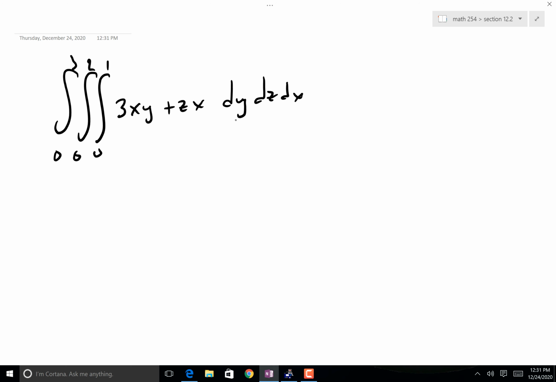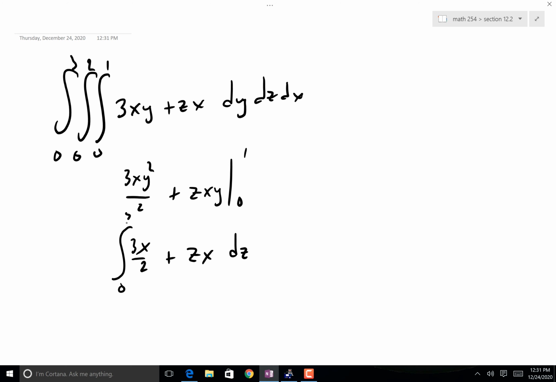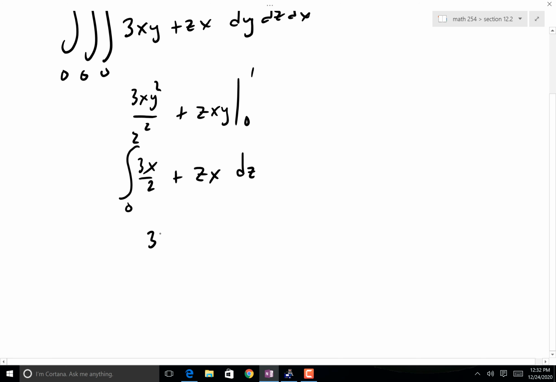Okay, so we're doing dy first. That's going to be 3xy squared over 2 plus zxy from 0 to 1. So obviously if you plug a 0 in for y, they go away. If you plug a 1 in, you're going to get 3x over 2 plus zx. Now we're going to go dz, a little dz action. So that's going to be 3xz over 2 plus z squared x over 2 from 0 to 2.